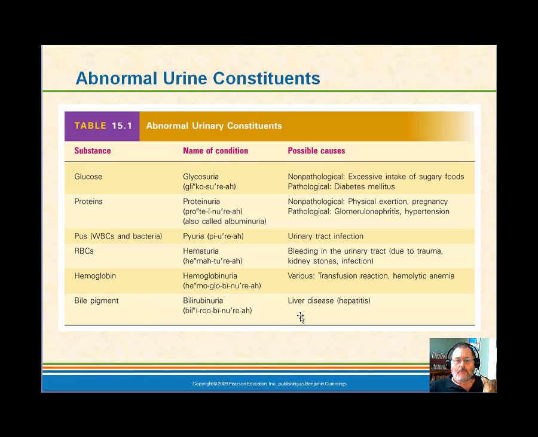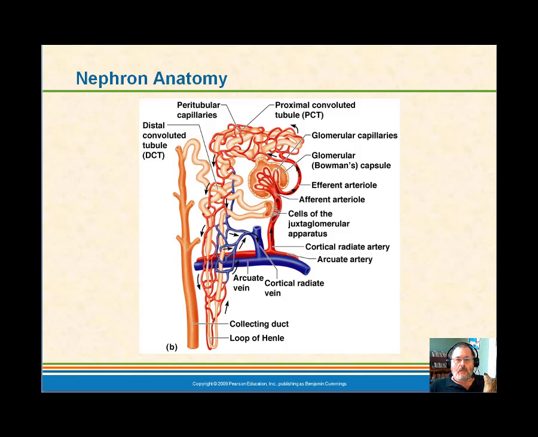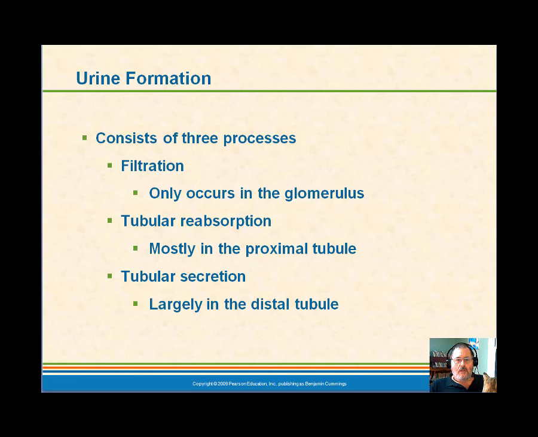And bile pigment, which is an indicator of liver disease, since the liver typically is able to remove any bilirubin that may exist in the bloodstream. Now, again, another view of the structure of the nephron.